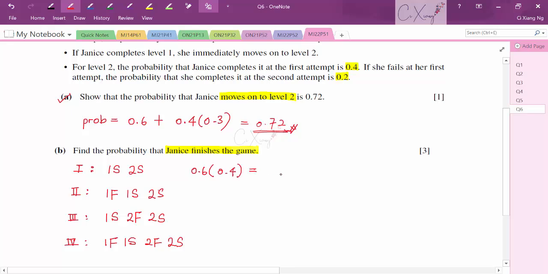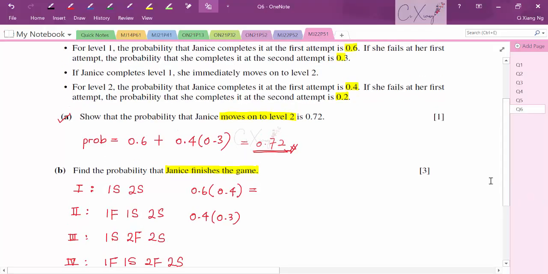Okay, so this is the probability for the first case. Second case, first attempt level 1 fail. So first attempt level 1 fail will be 0.4. Second attempt at level 1 success, and it becomes 0.3. So you can slightly refer here again. Okay, so first attempt level 1 success 0.6, first attempt second level success 0.4.